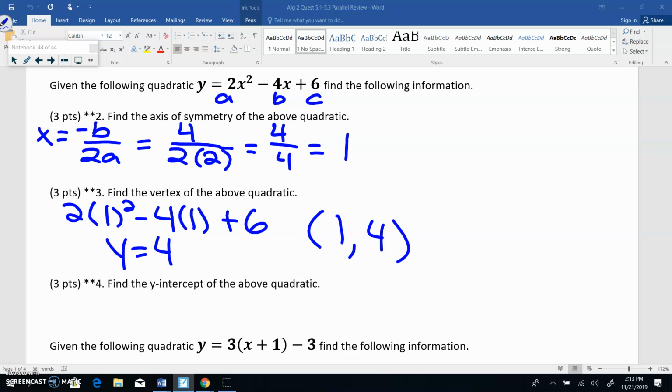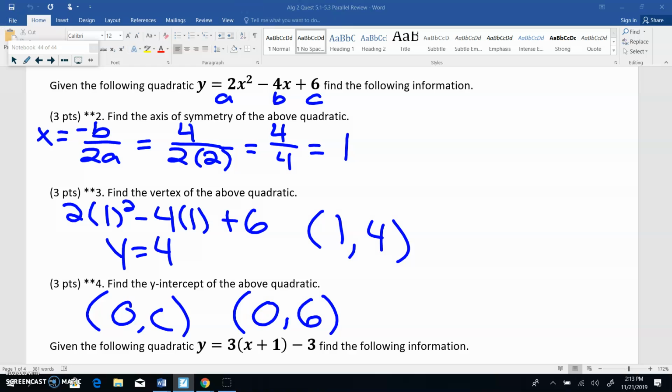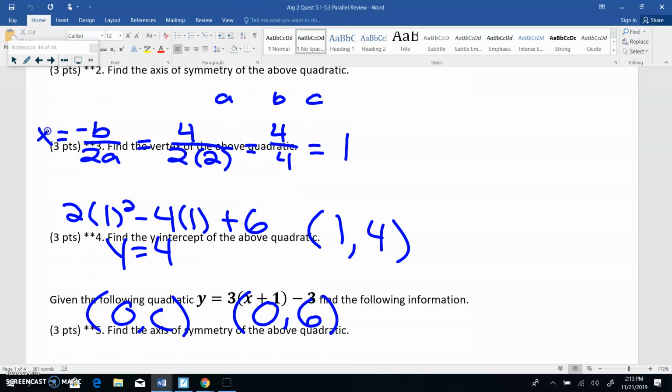The last piece to this is your y-intercept. When you are in standard form, the y-intercept is easy. The y-intercept's formula is going to be 0, c. In this case, I look up at my equation. My c value is 6, so my answer will be 0, 6. Nothing too crazy about that question there.